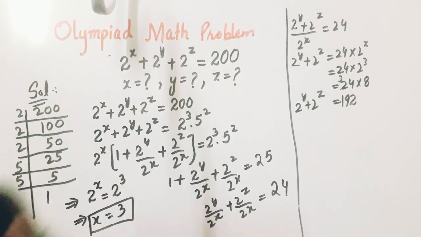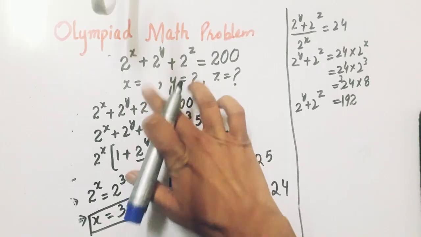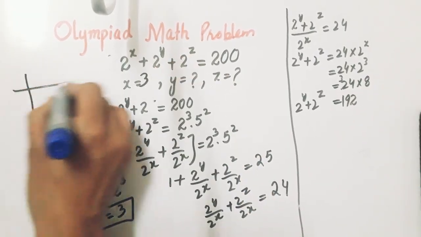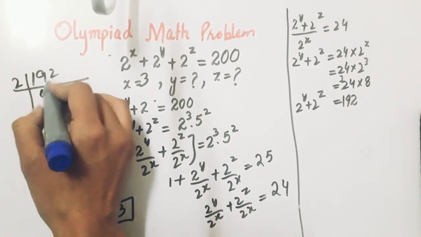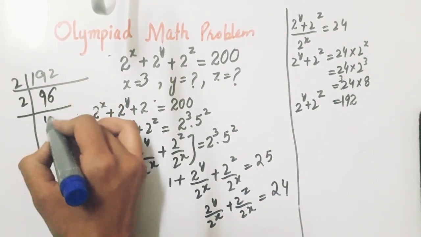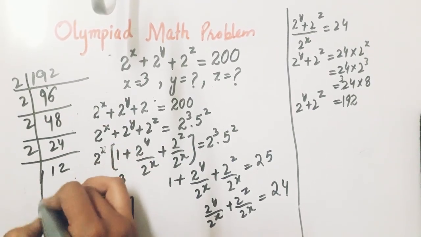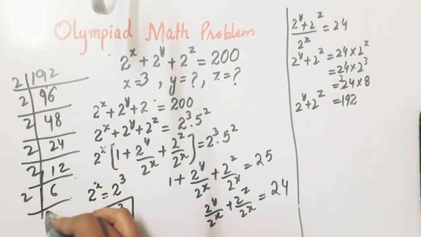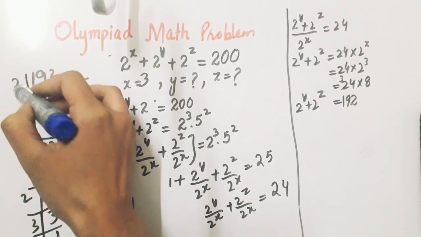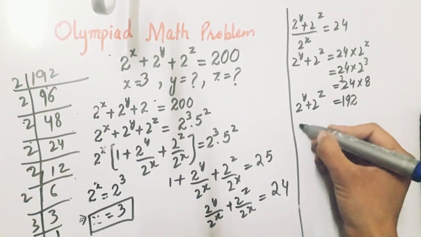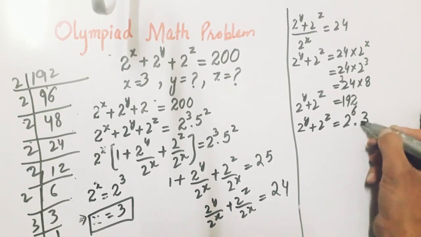Now we will make another supposition here. We will again take the LCM of 192. So when 192 is divided by 2, we will get 96, then 48, 24, 12, 6, and 3. It means we get 2 raised to power 6 into 3. So 2 raised to power y plus 2 raised to power z equals 2 raised to power 6 into 3.